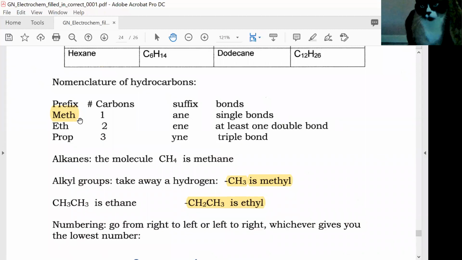So the prefix will tell you how many carbons, which is why if you've memorized the sequence, then you'll know meth is 1, eth is 2, prop is 3. The suffix tells you about the bonding. So if you have single bonds, it's an ANE. At least one double bond, it's an ENE, and at least one triple bond, it's an INE.